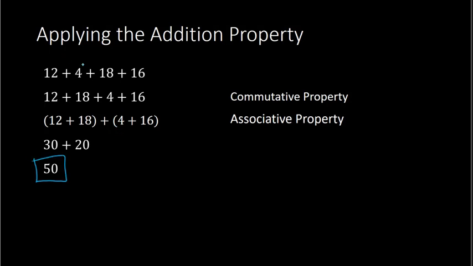And yes, we could have worked from left to right and gotten that same number, but it would have been more difficult to do that in your head. So it's going to be helpful if we know and can recognize the commutative and associative properties to make our lives a little bit easier as we work with addition.